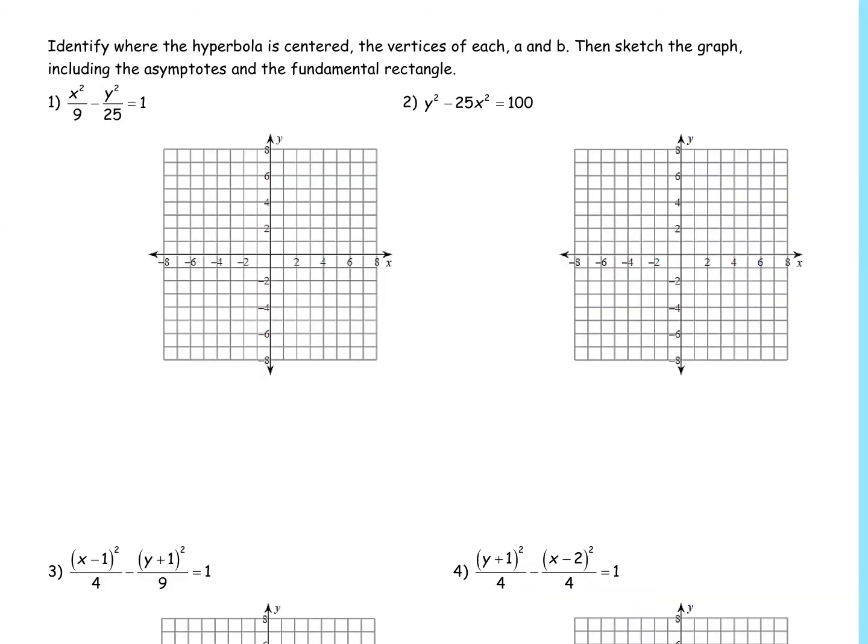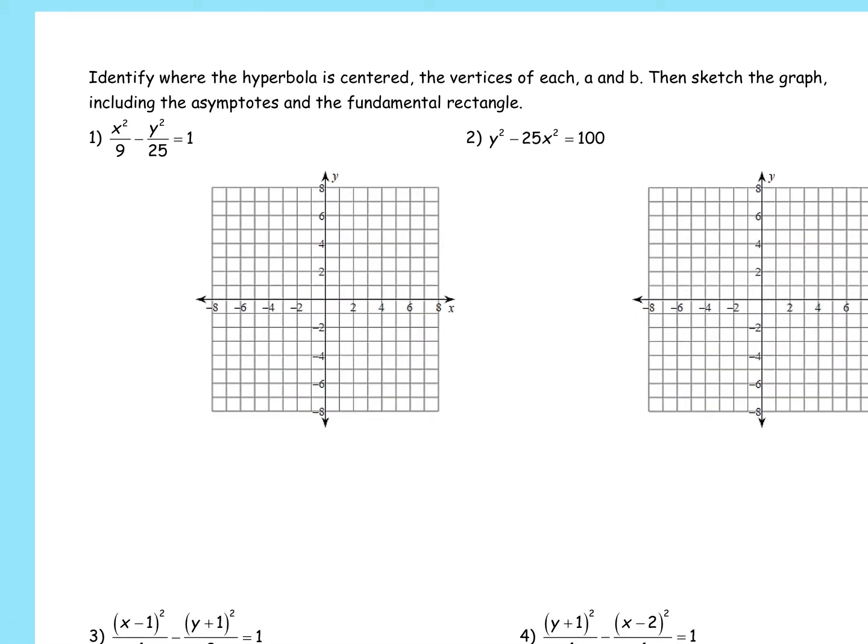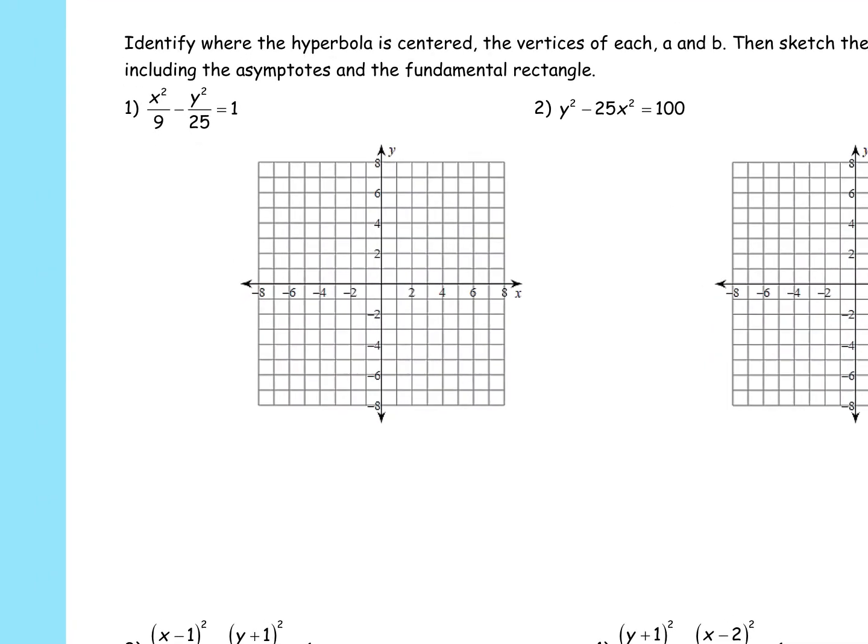Awesome. Okay. So now we're going to identify where the hyperbola is centered, the vertices of each, A and B, and then sketch the graph, including the asymptotes and the fundamental rectangle. Awesome. Okay. So my center of my circle is at 0, 0. A is, what is A? 3. And B is 5. Okay. So I'm going to go 0, 0. And A is 3. 1, 2, 3. 1, 2, 3. And 5.